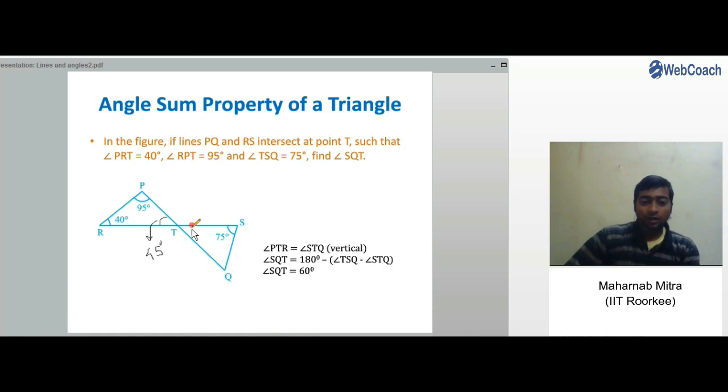Similarly, angle STQ will also be 45 degrees because they are vertically opposite. And then we subtract the sum of angle STQ and angle TSQ from 180 degrees to get SQT as 60 degrees. In a similar fashion, we can get the value of angle Q as 60 degrees.